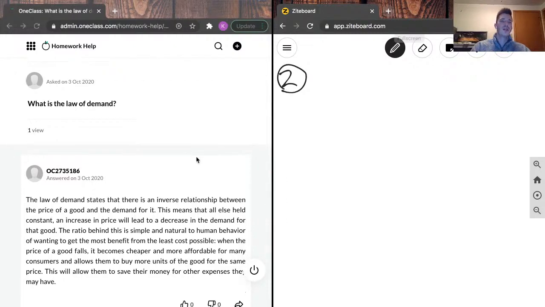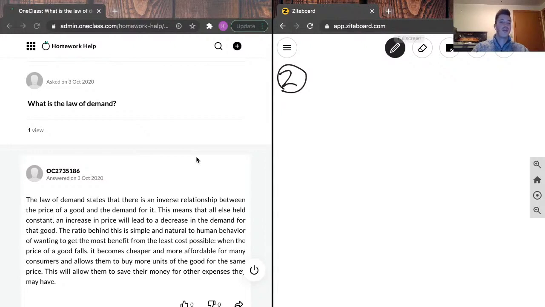Question 2, what is the law of demand? The law of demand states that there is an inverse relationship between the price of a good and the demand for it. This means that, all else held constant, an increase in price will lead to a decrease in demand for that good. The rationale behind this is simple and natural to human behavior, of wanting to get the most benefit from the least cost possible.